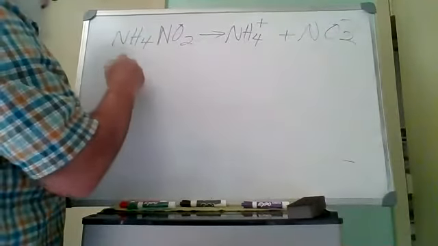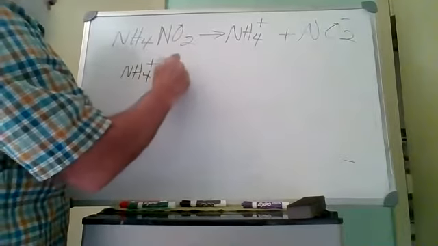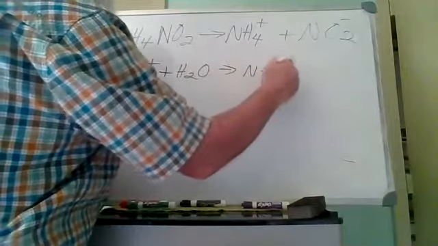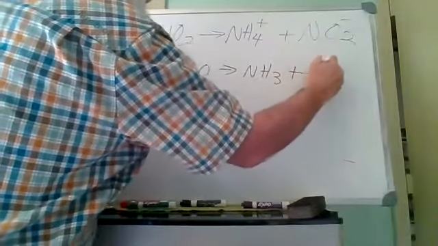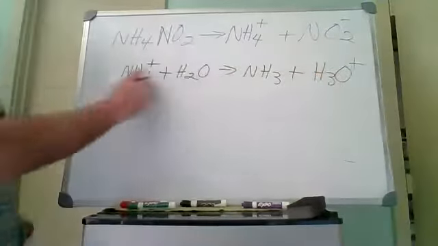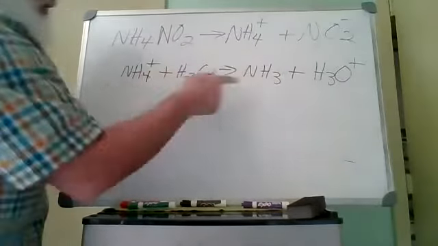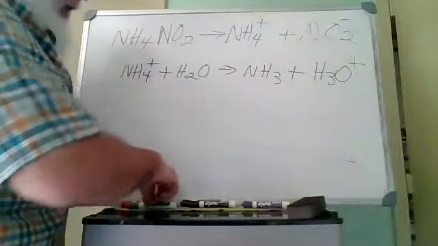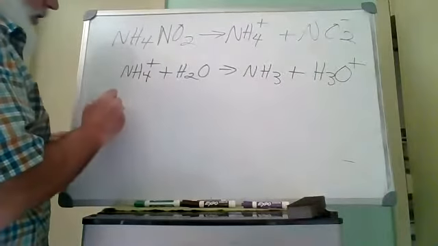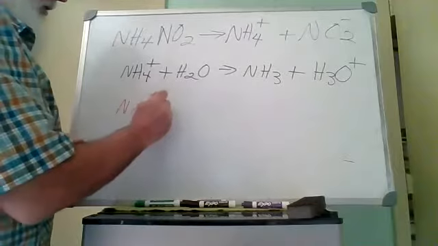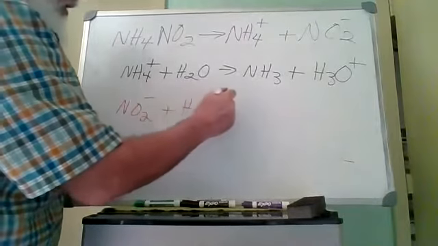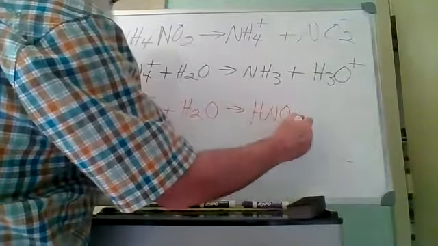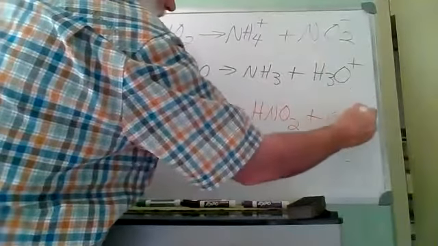We already know the ammonium does. NH4 plus water gives me NH3 plus hydronium ions. All right? So we should expect this solution to be slightly acidic from this reaction. But in this case, we have the conjugate base of a weak acid. So that's going to react with water also. NO2 minus plus H2O gives us HNO3. So we get the weak acid back plus hydroxide ion.